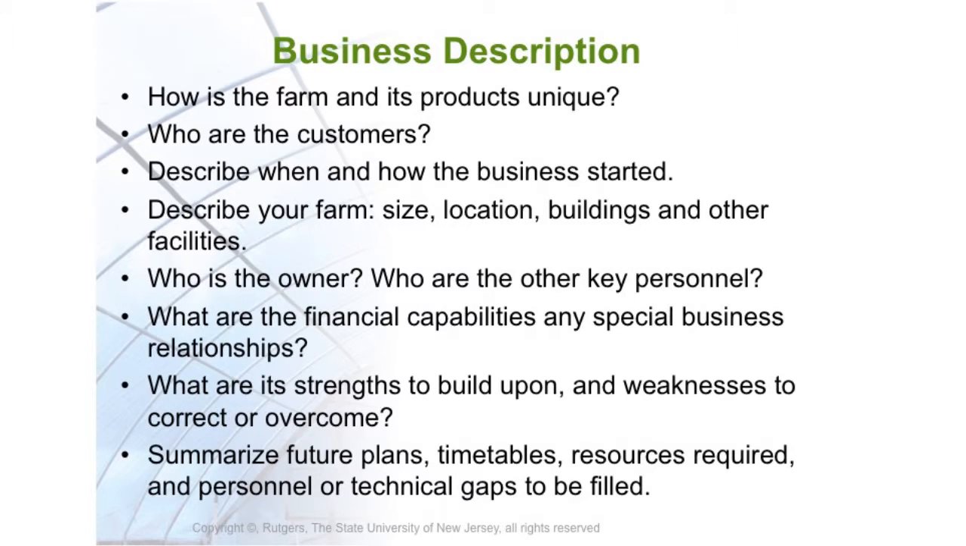So business description, as I said before, this is probably one of the easier things for you to do: describe your greenhouse, what products you're producing, who your customers are, describe when it started, give a little bit of history. That's important. All of us have that history, and that builds pride, and it is a big accomplishment to have a successful business. Most businesses fail, so the fact that you're still here says a lot for you.